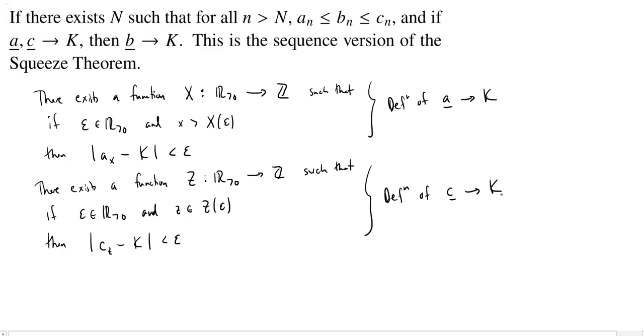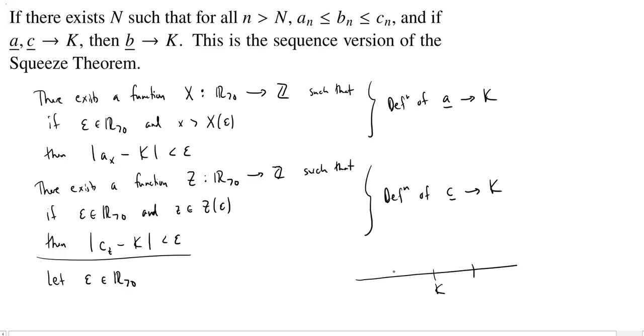All right, nice. So we want to show that b converges to k, and so we just need to find some function that does all these same things, but for b. So let's draw a little picture though. So let's say I have some segment of the real number line. There's k, and I choose some epsilon, right? Let epsilon be some positive real number.